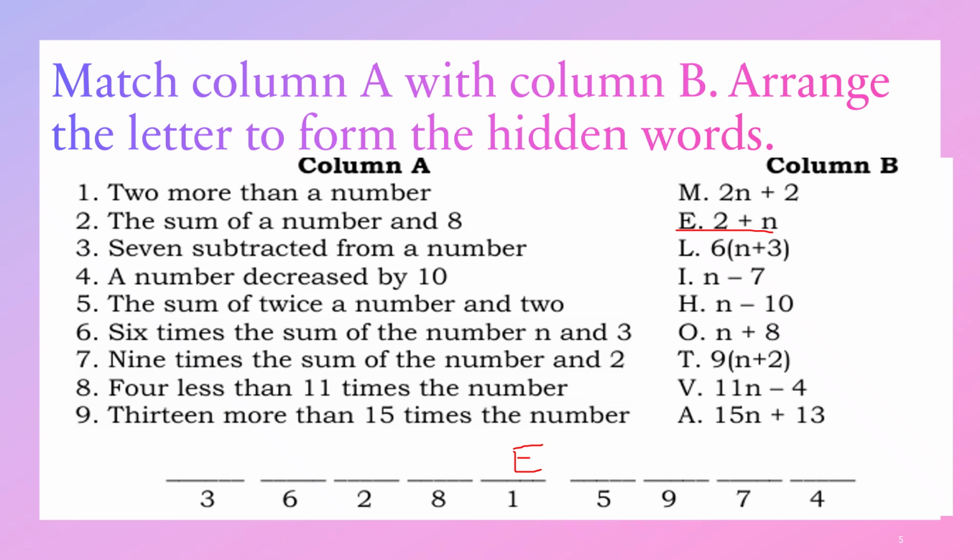The sum of a number and eight. So we have O. So that means number two is O. Okay. Seven subtracted from a number. So we have I. So that means number three is I. Okay. The number decreased by 10. So we have H. That means four is H. Then the sum of twice a number and 2. Okay, so we have M. That means number five is M.